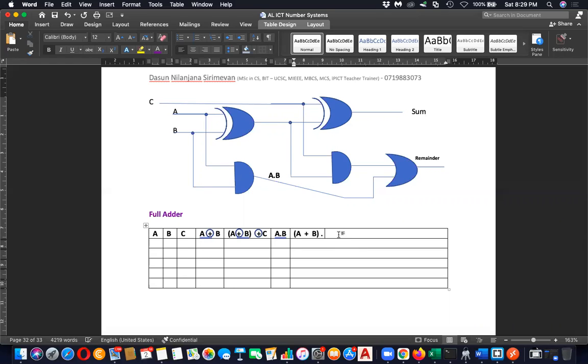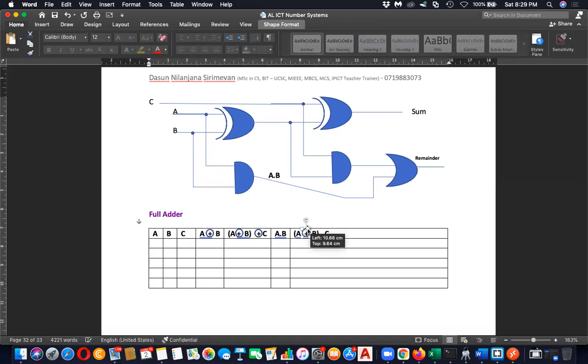This will be AND with C. A XOR B AND with C.